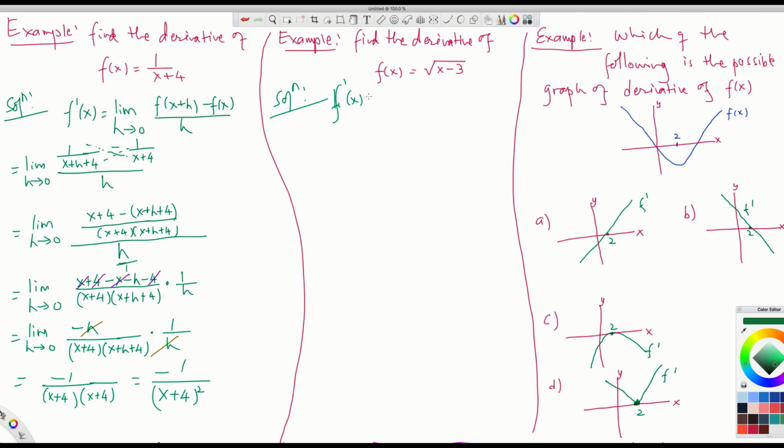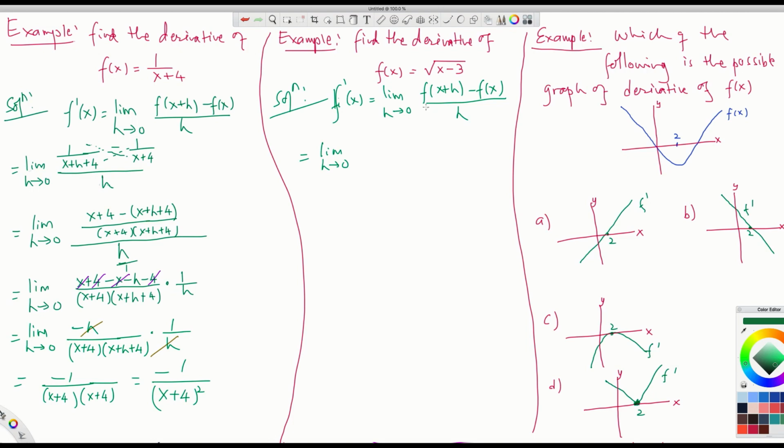f prime of x is the limit as h tends to 0 of f of x plus h minus f of x, divided by h. Okay, so let me plug in those values. Limit h tends to 0. Again, this h can be written as delta x, right? Delta x tends to 0, so that's the same thing.